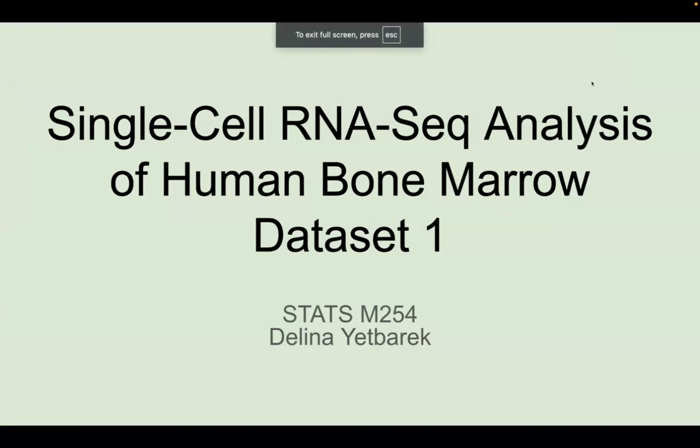Okay, so hi everyone, my name is Delina, and I'll be presenting my analysis for the Seurat pipeline. The goal was to identify and annotate different cell types in the dataset using the Seurat pipeline.